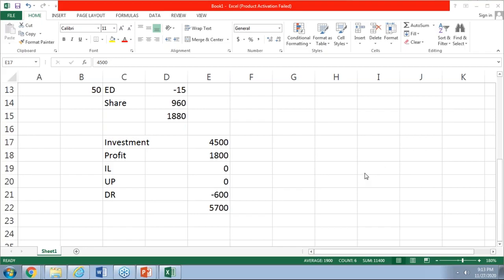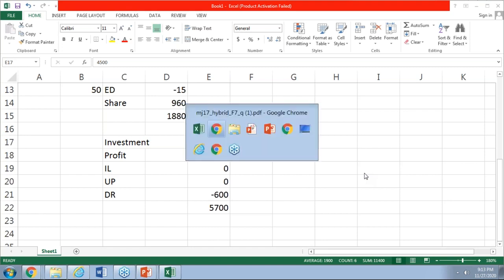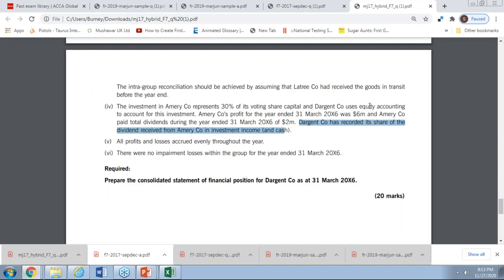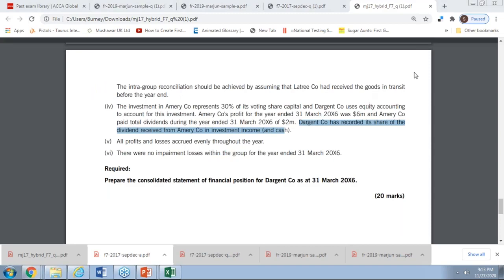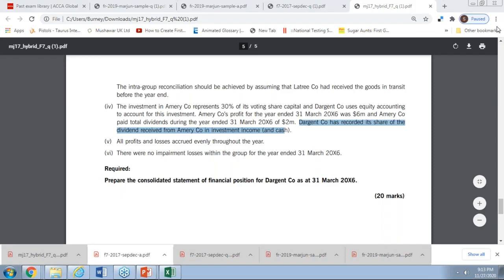Is it done? So we are at 9:13 p.m. right now. It's 9:13.